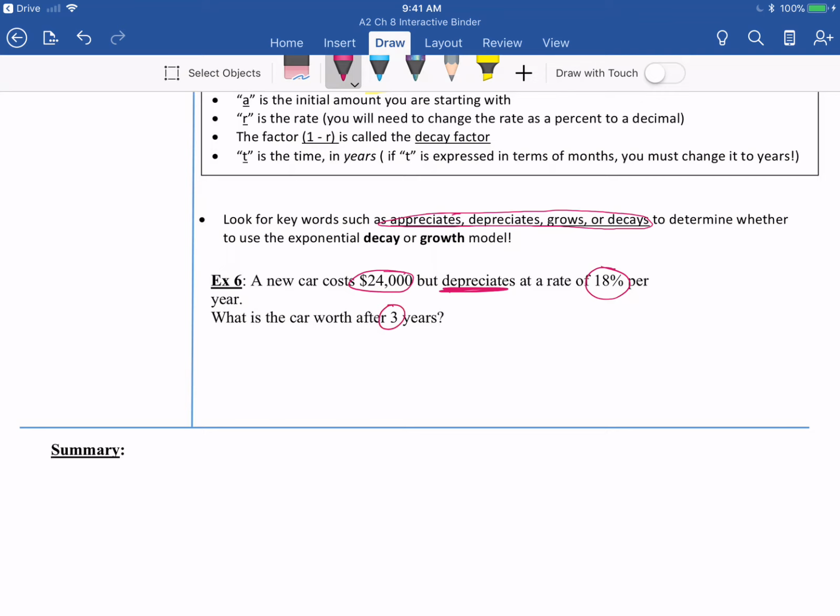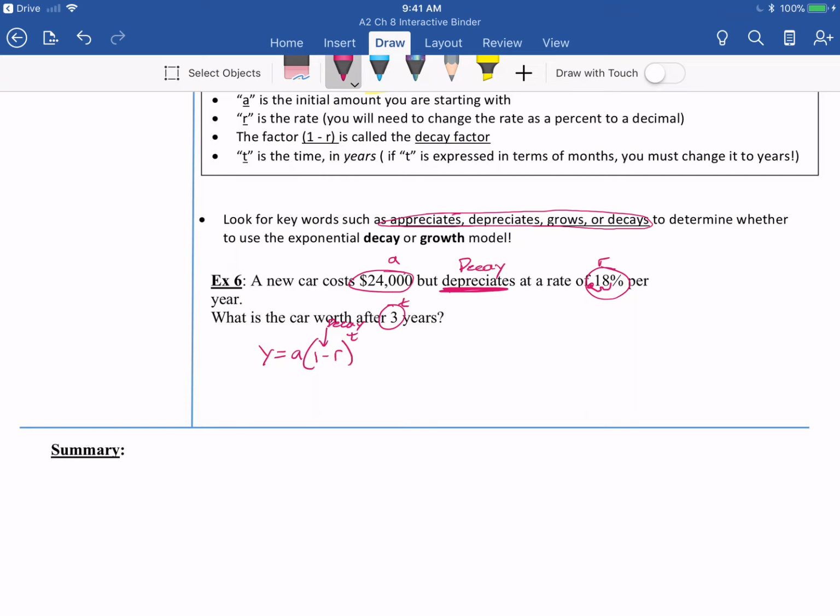Okay, so that 24 grand, that is my initial amount. That's how much it costs initially. All right, it depreciates, so that tells me this is going to be decay at a rate of 18%. So I have to move that decimal 2 places, so it's 0.18 per year. So that's my r, and then my t is 3. So now I have y equals a(1 minus r)^t, because this is decay.